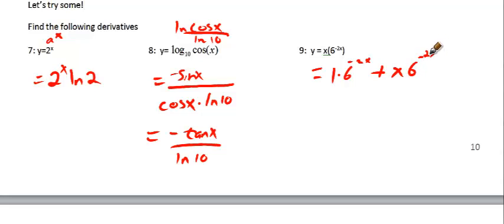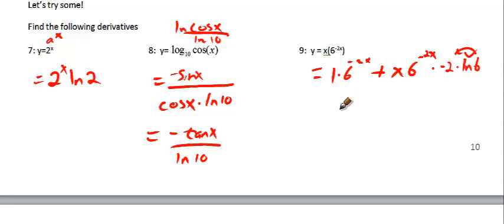Plus, leave the first part alone, derivative of the second part. 6 to the negative 2x times the derivative of the inside, the negative 2, and then you got to multiply by the ln of 6. And you can do these in either order, but you have to. If you have a 2x, you better be taking the derivative of that at some point. So the normal formula, don't forget there's always that chain rule that has to happen. So whichever one you put in whichever order, it's no big deal.